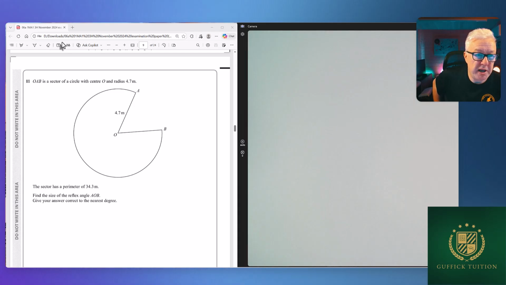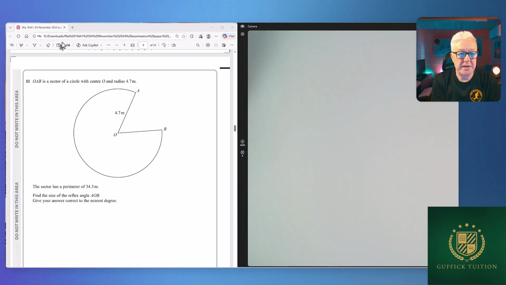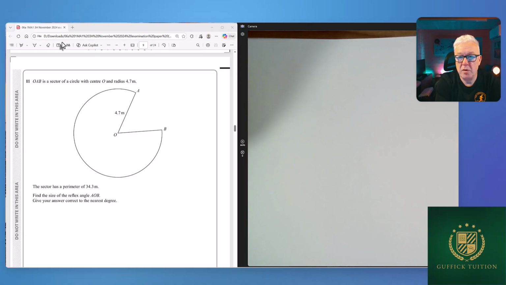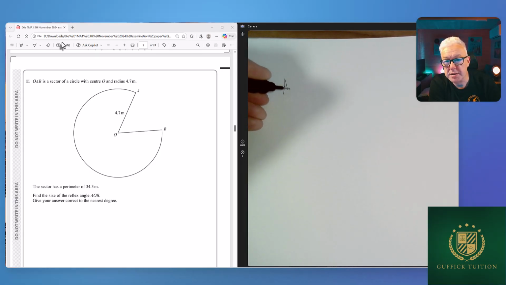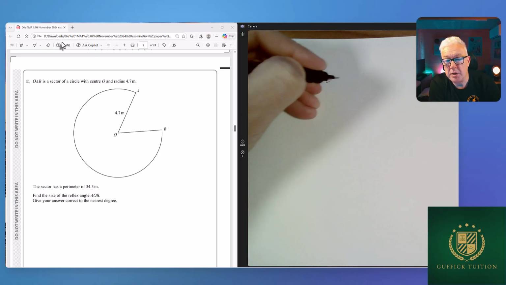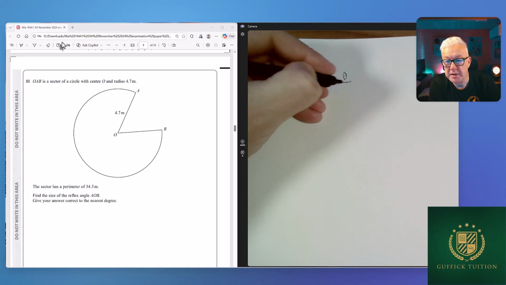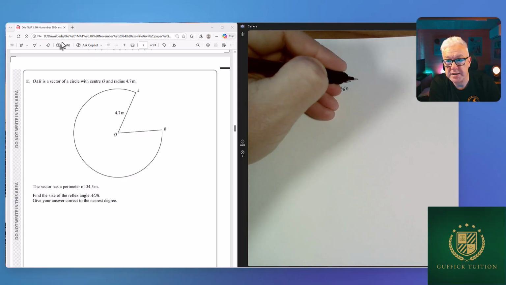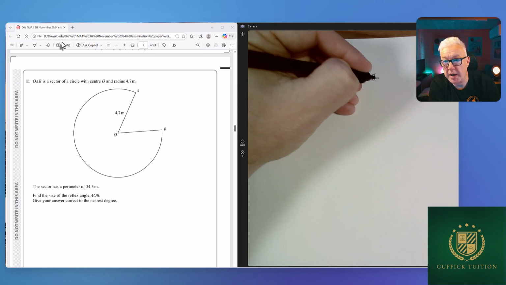Hello everyone, question 11 says OAB is a sector of a circle with a centre O and a radius 4.7. The sector has a perimeter of 34.3. Find the size of the reflex angle AOB, giving your answer to the nearest degree. Okay, so arc length is equal to theta divided by 360 times 2 pi r.